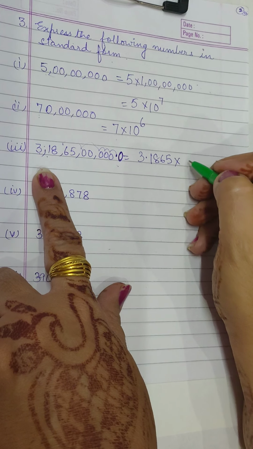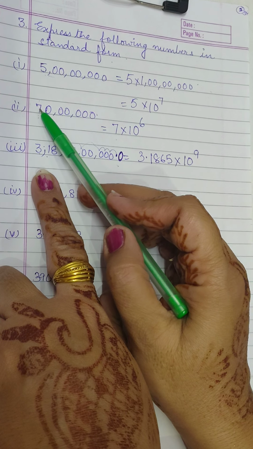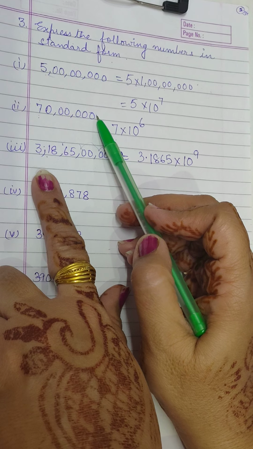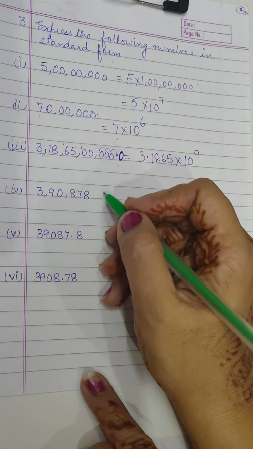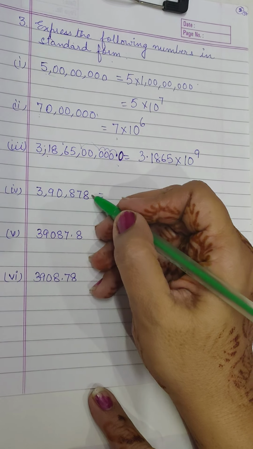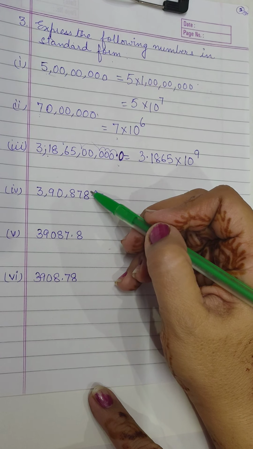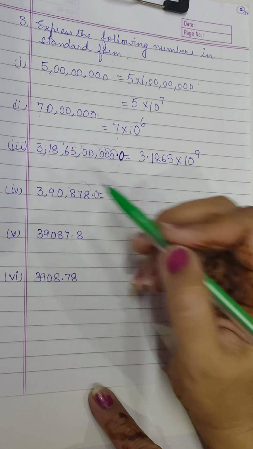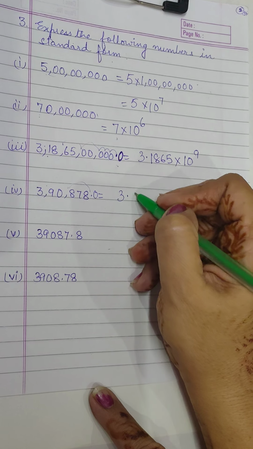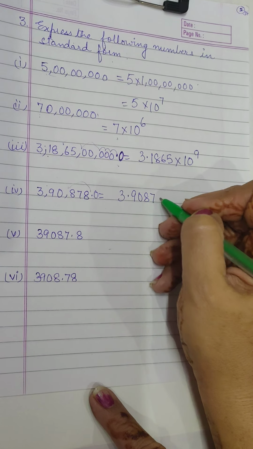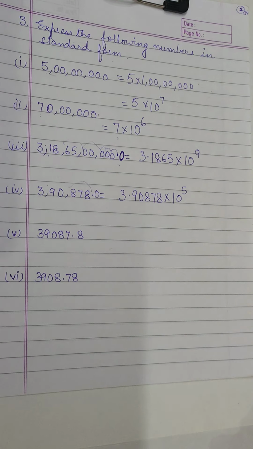Multiply by 10 raised to the power of how many places the decimal has moved: 10 raised to the power 9. Here also we have done the same thing. But the only thing is that here there is no use of writing the decimal because here we have single digits. Like see in the fourth part. The decimal is not there, that means the decimal is there at the back. Now count the number of places the decimal has to move. 3 plus 2, 5. 5 places the decimal has to move. Now the number will become 3.90878 multiply 10 to the power 5.